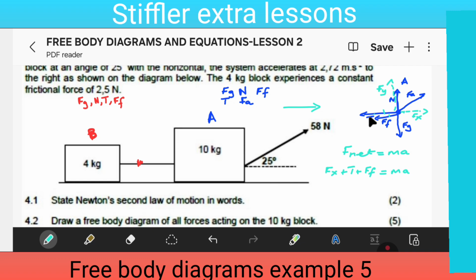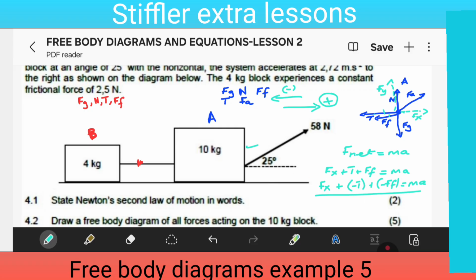But now let's take the direction into account. We said the direction of motion, we always give it a positive sign. So anything else that is going in the opposite direction, we give it a negative sign. So now this means that our F at X is positive. So F at X plus minus tension plus minus frictional force must be equivalent to mass by acceleration. This is our equation on this block.